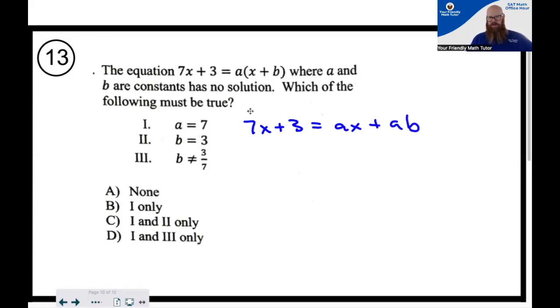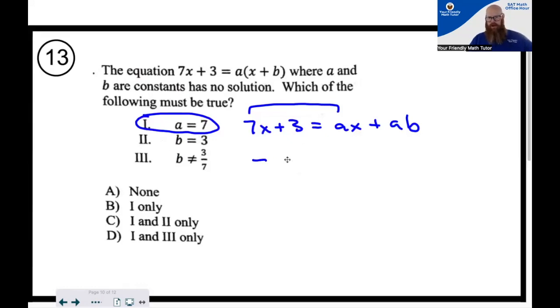I'm going to say, okay, the coefficients of x must be the same for there to be no solution. So a definitely must equal 7. There's no scenario where a equals something other than 7 that would lead to no solution. So that must be true. Now, b equal to 3.